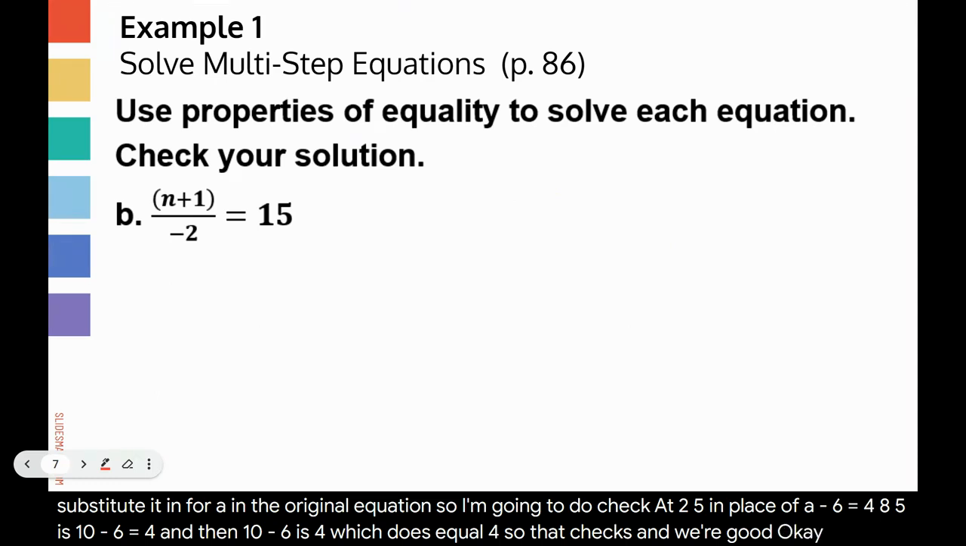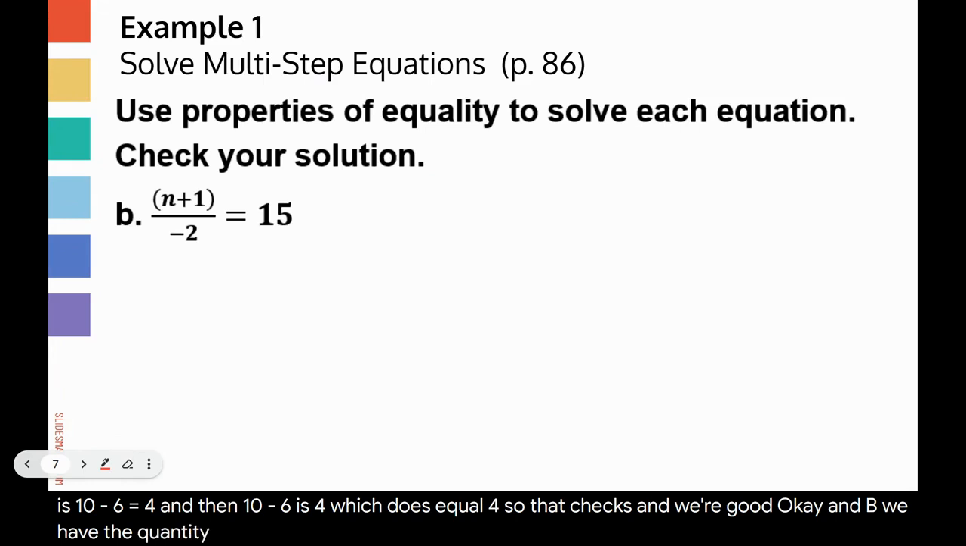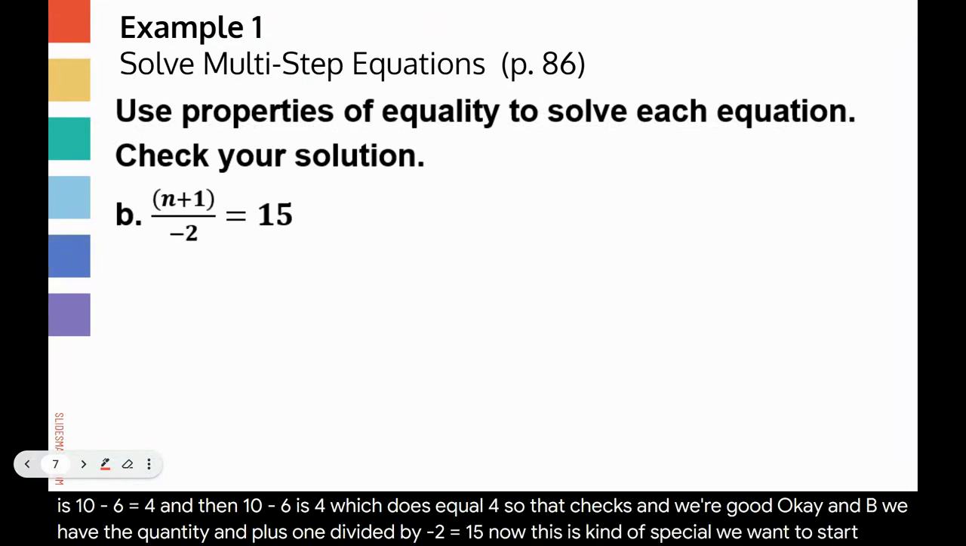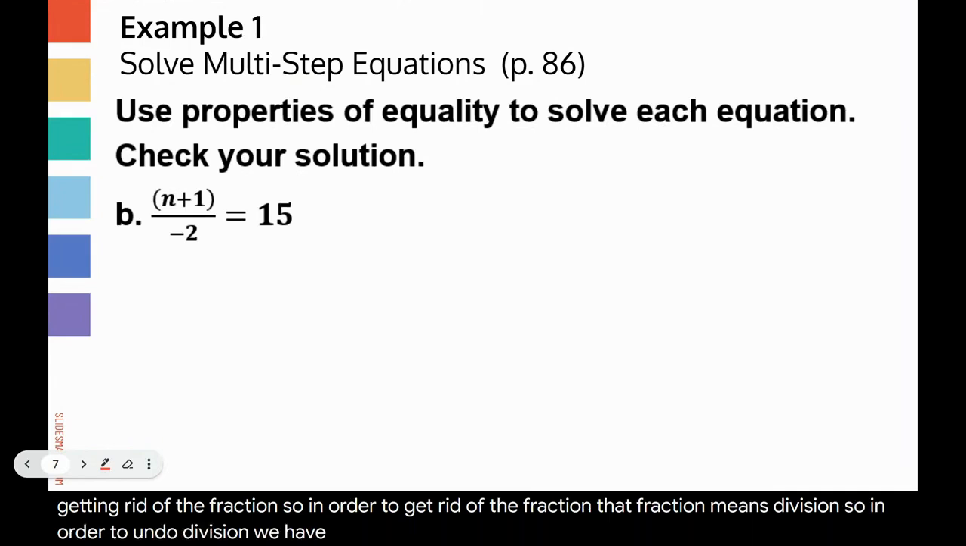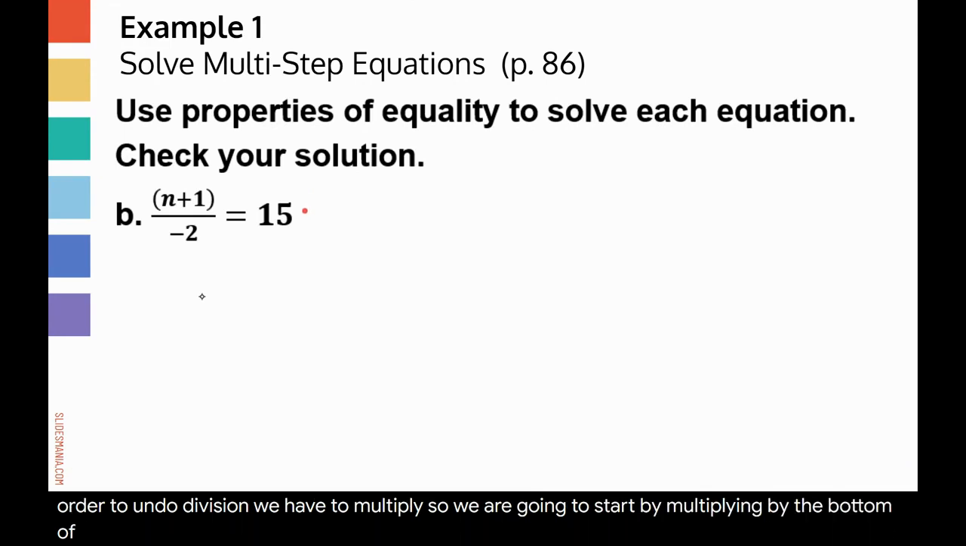Okay, in B, we have the quantity n plus 1 divided by negative 2 equals 15. Now, this is kind of special. We want to start by getting rid of the fraction. That fraction means division, so in order to undo division, we have to multiply. We are going to start by multiplying by the bottom of the fraction.